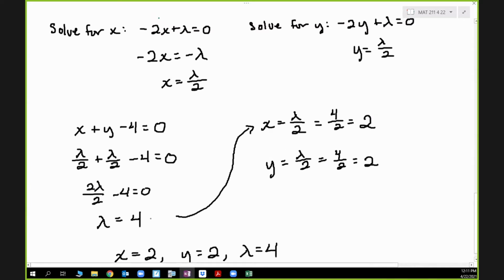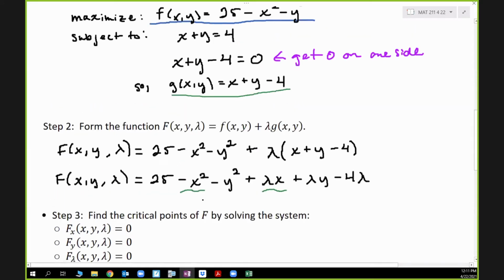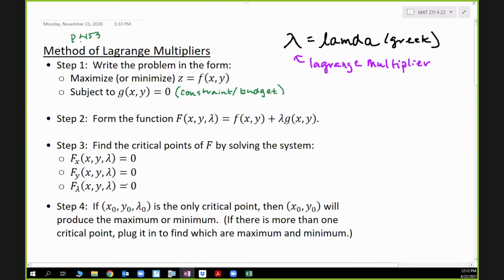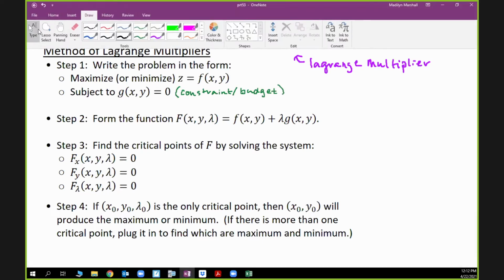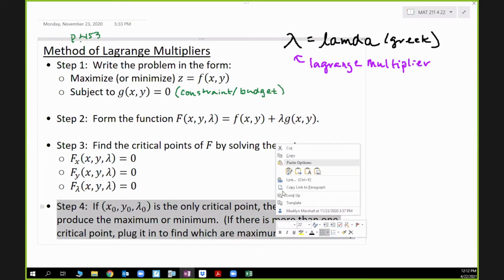So let's look back at what we are going for here. Okay, so that was the end of step 3. The critical points of f would be the solution to this system, which means whatever x, y, and lambda we get after solving those partial derivatives set to 0, which is what we just did. So now all we have left is step 4, which is really just the conclusion. So I'm going to copy and paste that so we can talk about it.